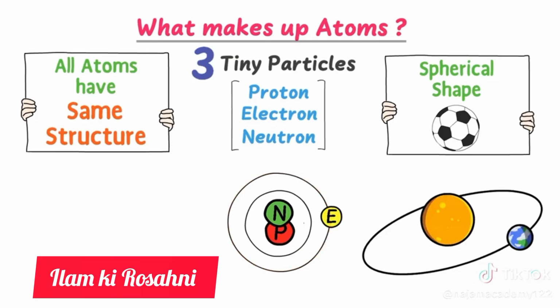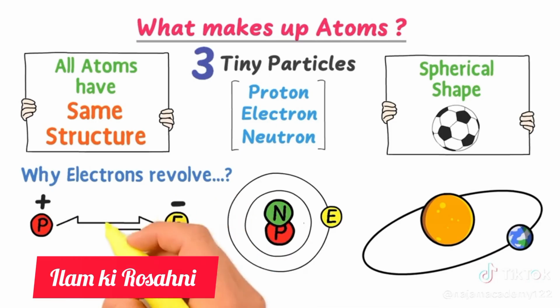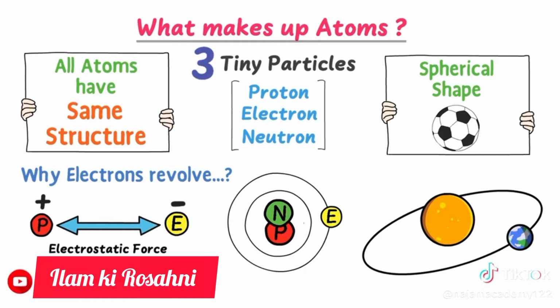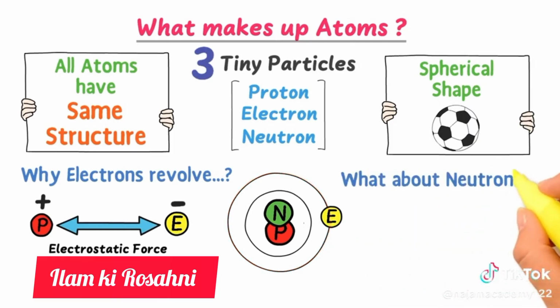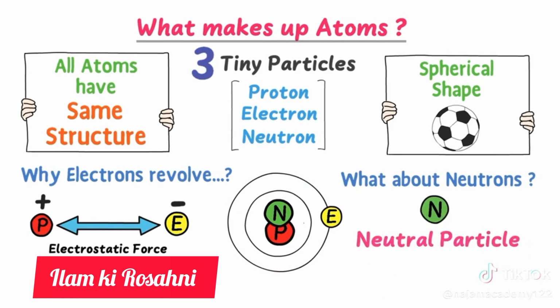Here is one of the important questions: why do electrons revolve around the nucleus, or what causes electrons to revolve around the nucleus? Well, remember that proton is a positively charged particle and electron is a negatively charged particle. There is electrostatic force between them. As a result of this force, electrons constantly revolve around the nucleus. Now what about neutrons? Well, neutron is a neutral particle.